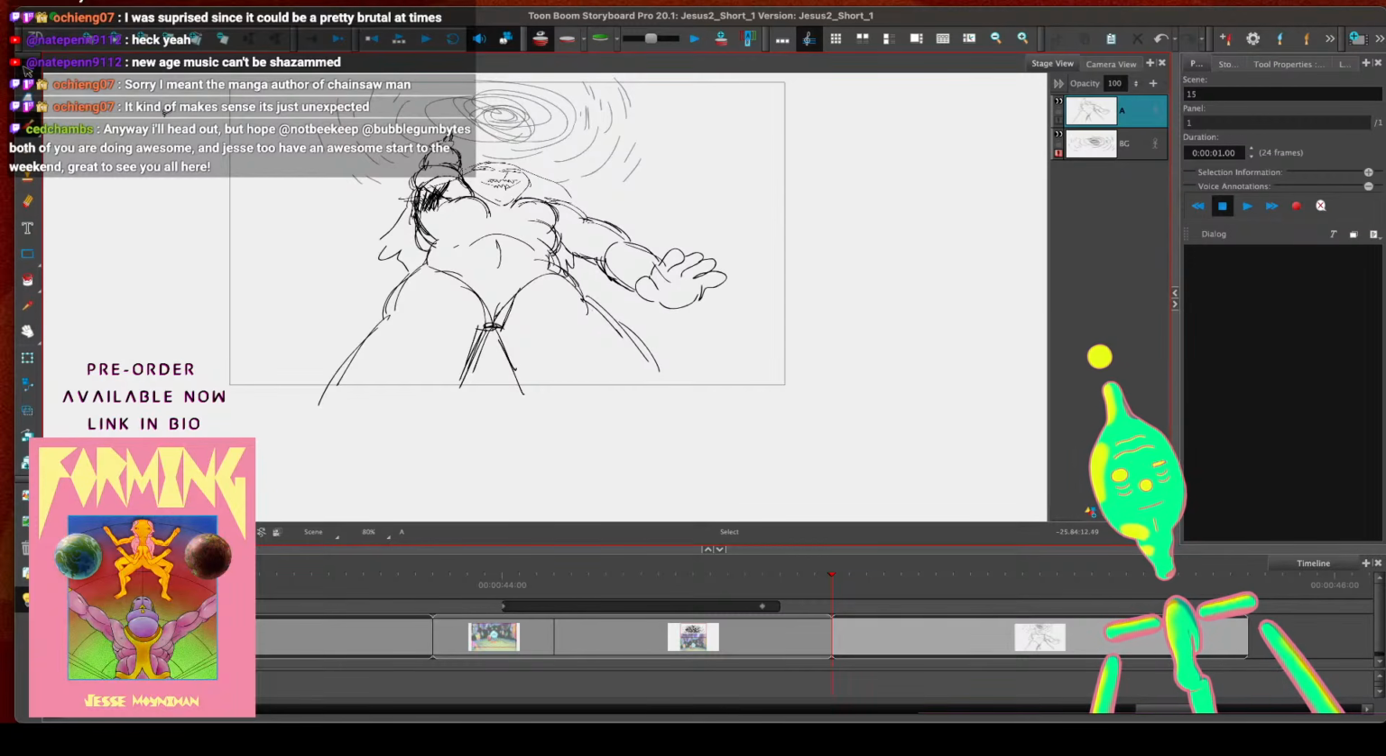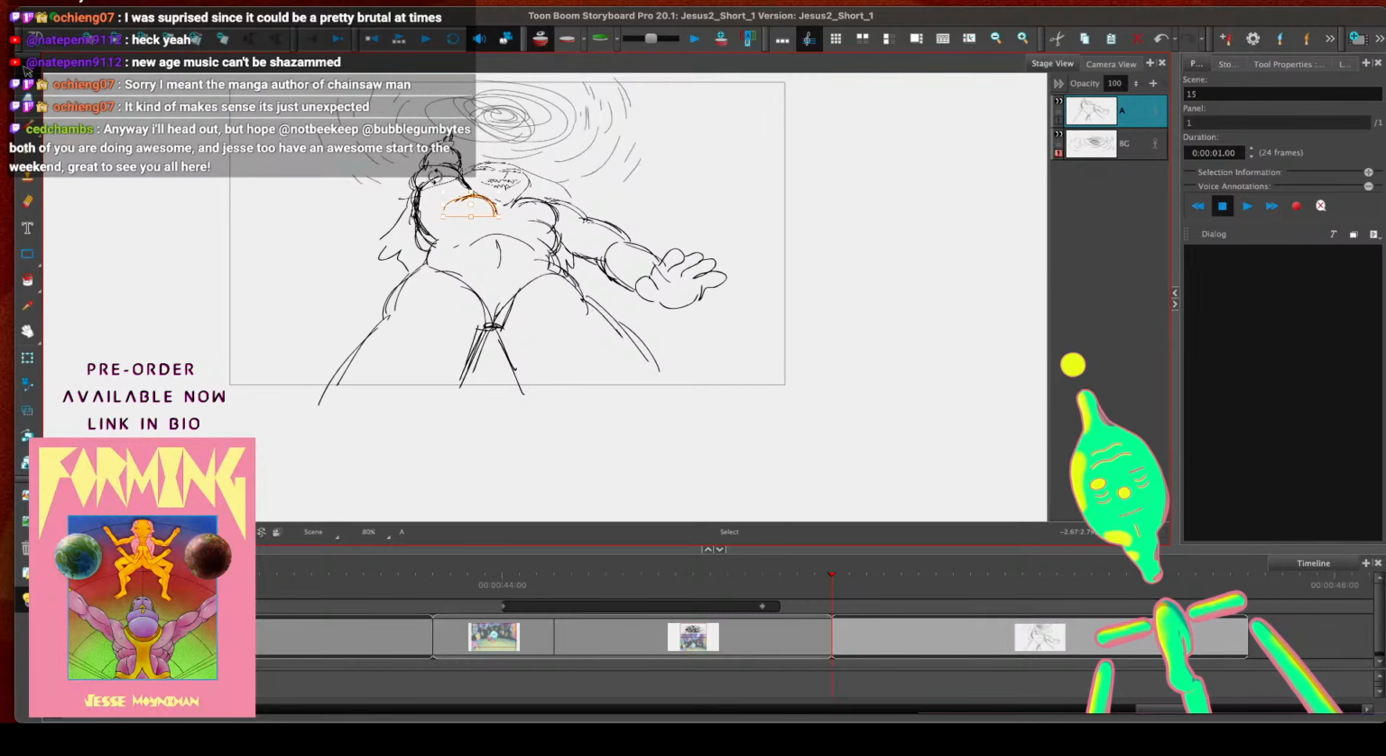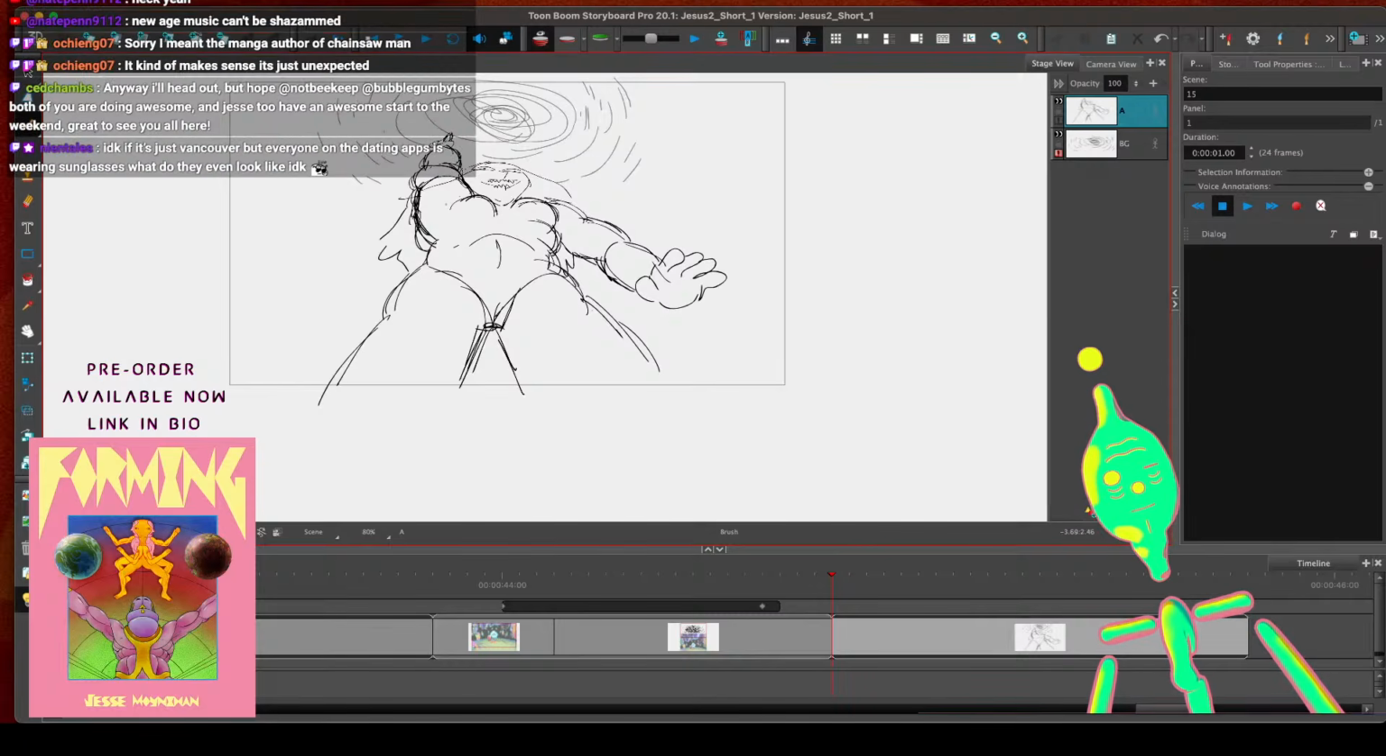God, what is going on in this armpit? It's just too close to her face.